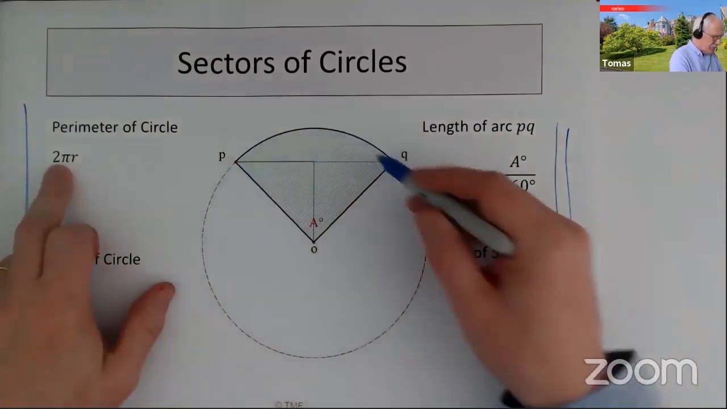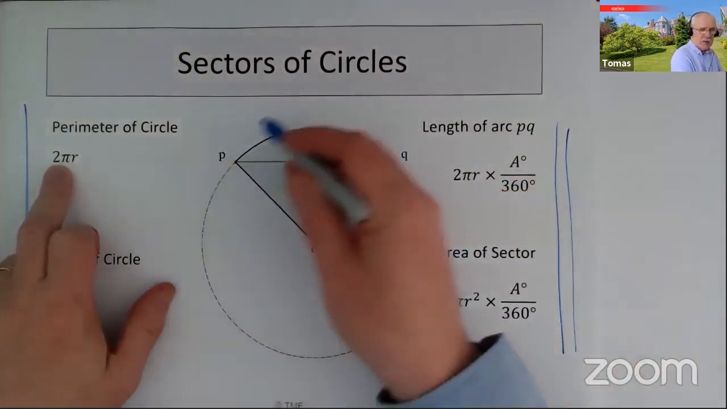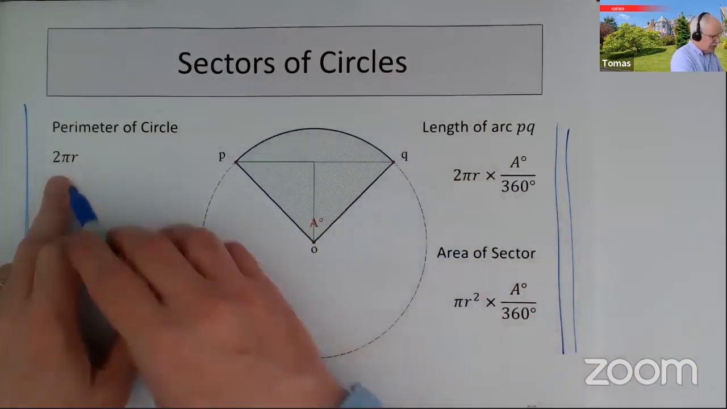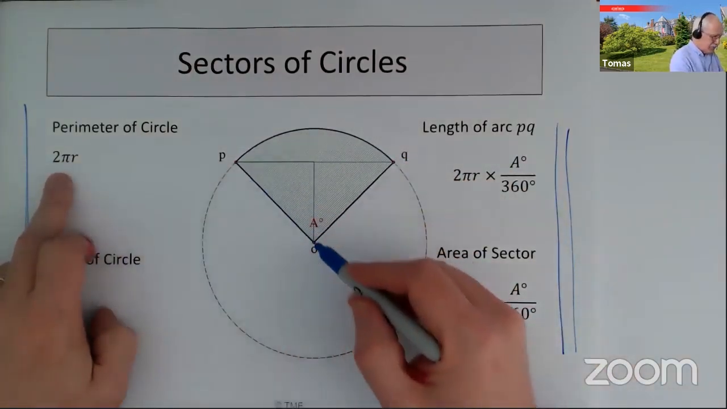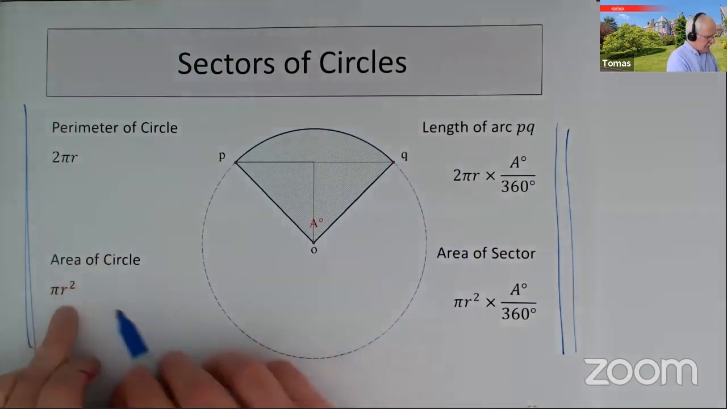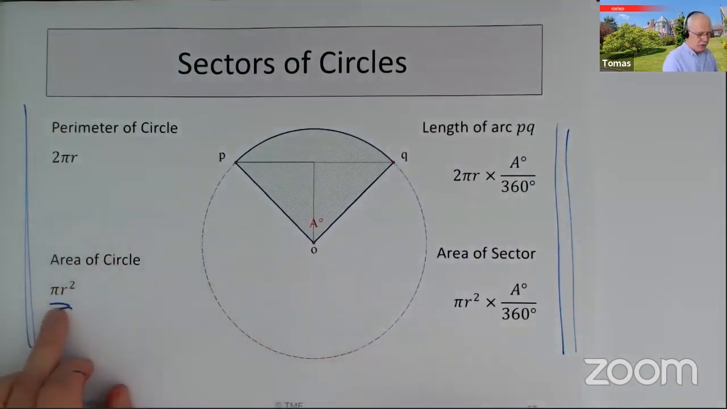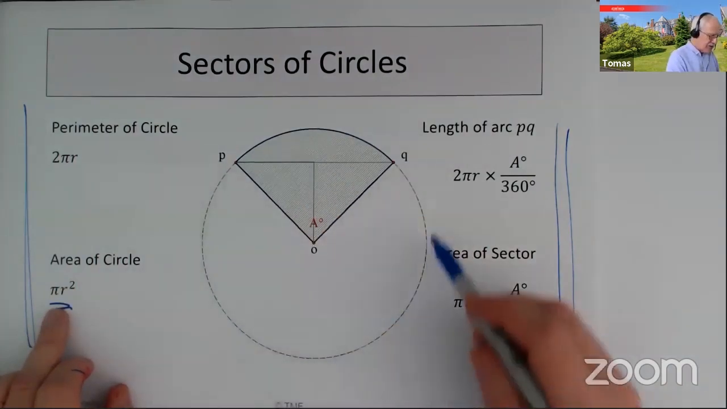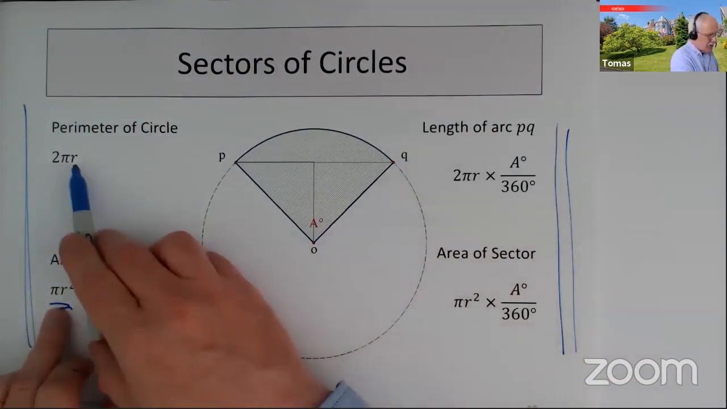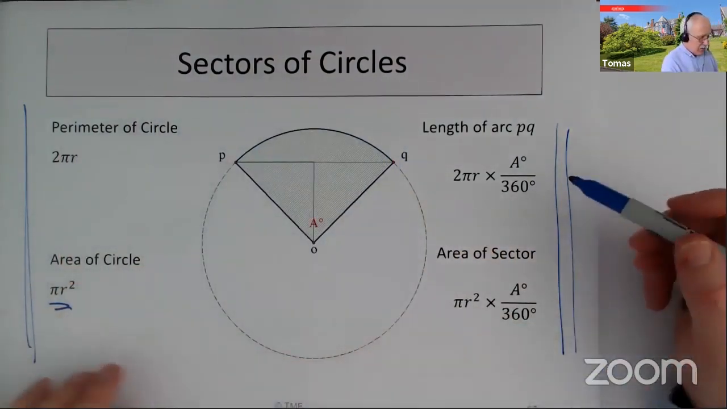The perimeter, the outer circle, the length of it is 2 pi r, 2 times pi times the radius. And the area is pi r squared. So you've got the area, the square measure, and the other you've got the length.